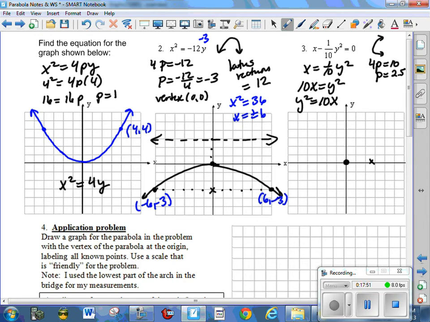4p is also the width. So the latus rectum length is also equal to 10, which means I'm going to go from the focus 1, 2, 3, 4, 5 up, 1, 2, 3, 4, 5 down because it's opening to the right, and draw my parabola. The directrix is 2.5 in the other direction, so there's my directrix.